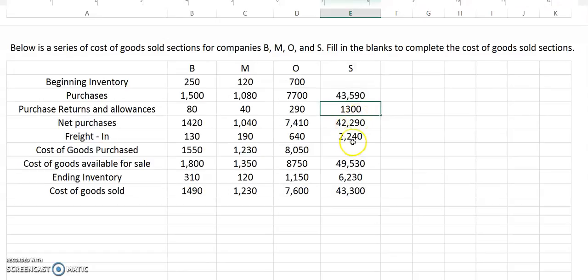Now, as we look at the cost of goods purchased, we need to figure out this value so that we can figure out the beginning inventory. To get the cost of goods purchased, we are going to add the net purchases and the freight-in, which gives us $44,530. Now we are able to figure out the beginning inventory. To figure out the beginning inventory, we need to take the difference between the cost of goods purchased and cost of goods available for sale. This is $5,000. This is the end of the tutorial for exercise 13.